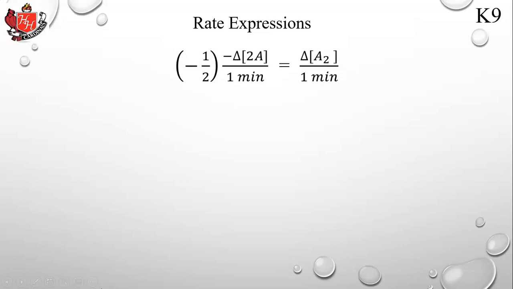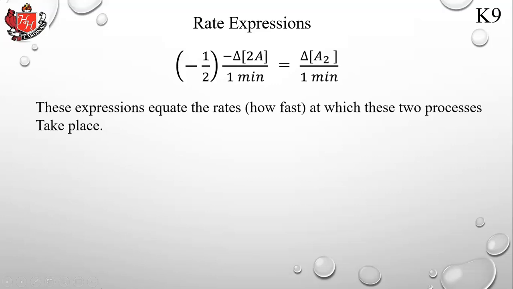So this is a rate expression for that equation. You want to set the rates equal to each other. Since the left side, the reactant side, is happening twice as fast as the product side, you're using up 2 moles of A for every 1 mole of A2 you're producing. If you want to equate those 2 rates, you multiply the reactant side by -1/2. So -1/2 times -2 would give you +1, and that would equal +1 on the right-hand side. These expressions equate the rates, how fast these 2 processes take place.